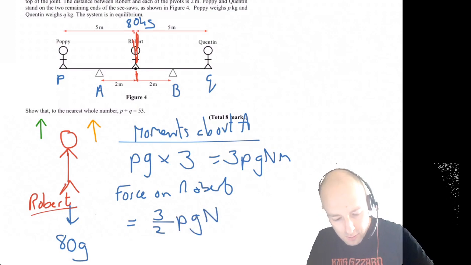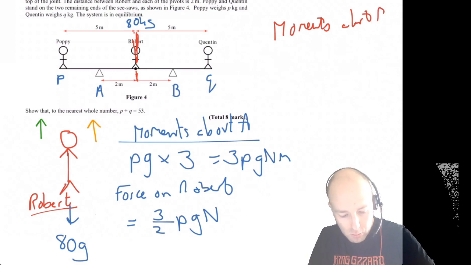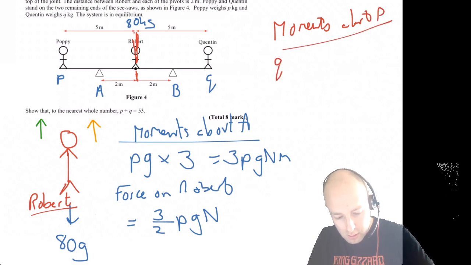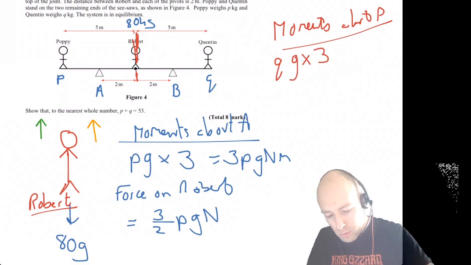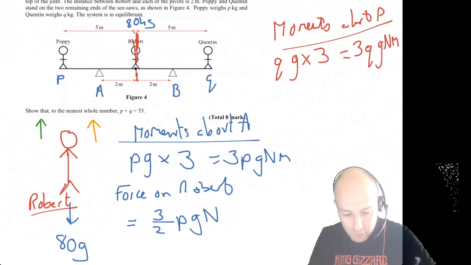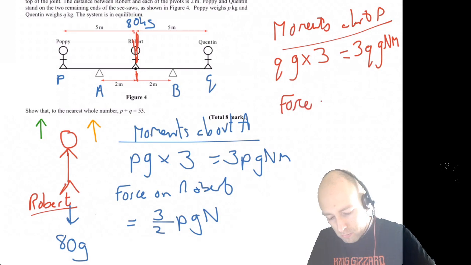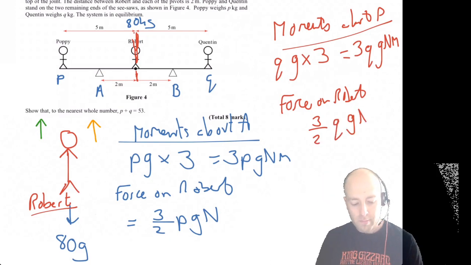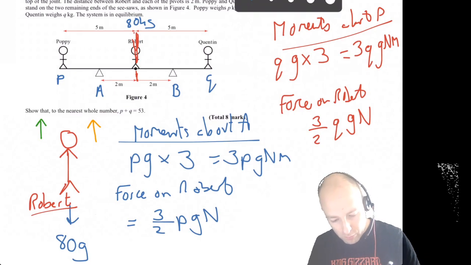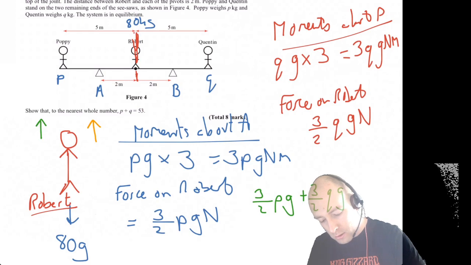So we can do the same thing again for the Quentin seesaw. Moments about B. So Quentin gives us a QG times 3, which is 3QG newton meters. And that's going to be the force on Robert again, so we can divide that by 2. So force on Robert is 3 over 2 QG newtons. So then if we resolve for Robert, we've got 3 over 2 PG plus 3 over 2 QG minus ATG should equal 0.